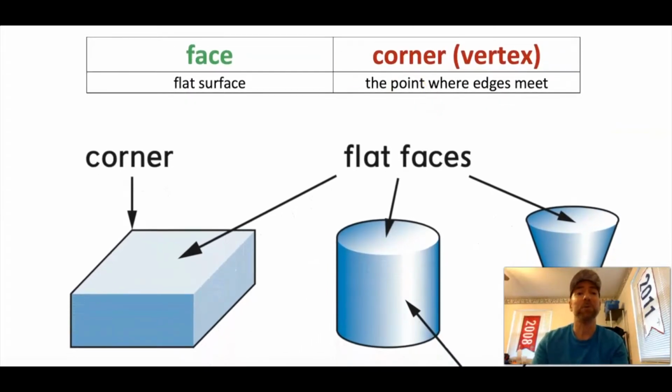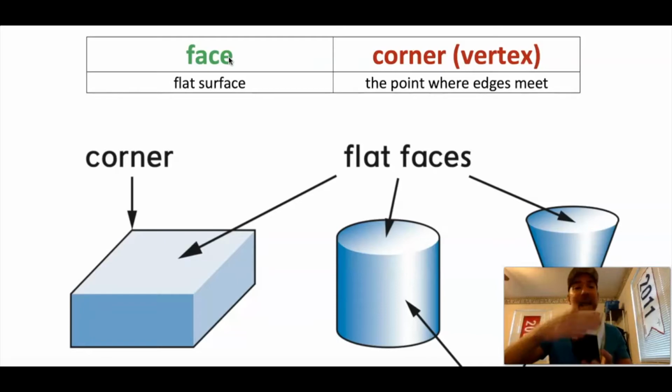Now 3D shapes have certain attributes to them. One of those attributes is called the face. Well, that's a weird name, but it doesn't mean our face, like 2 eyes, a nose, and a mouth. The face on a 3D shape is a flat surface. So my rectangular prism has a flat side here, and a flat side here, and another flat side, and another flat side, and a flat side on the top, and a flat side on the bottom. So my rectangular prism has 6 different faces.